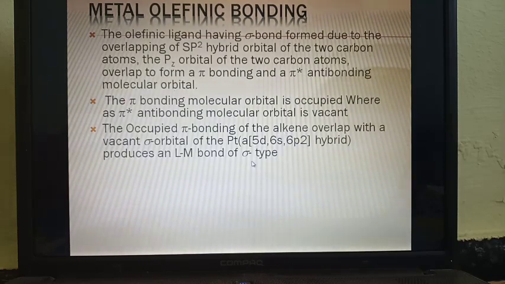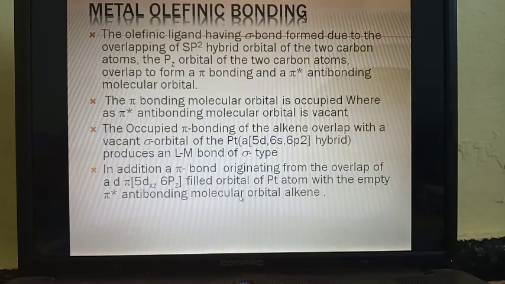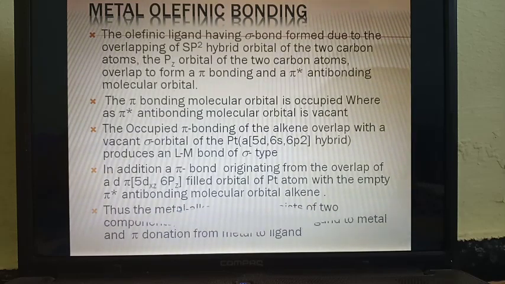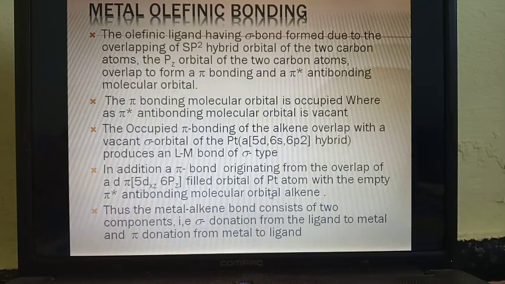We can see this type of bonding in metal carbonyls. Metal carbonyls also have a sigma bond, because the ligand donates a pair of electrons to the metal ion, leading to the formation of a sigma bond. Here also it is the same. In addition, a pi bond originates from the overlap of a filled d pi orbital of platinum, which is not used in the bonding, with the empty pi star antibonding molecular orbital of the alkene. As we already know that the pi star is empty, the metal will donate a pair of electrons, ethylene will accept them, leading to the formation of a pi bond. Thus the metal alkene compound consists of two components: sigma donation from the ligand to metal and pi donation from metal to ligand.